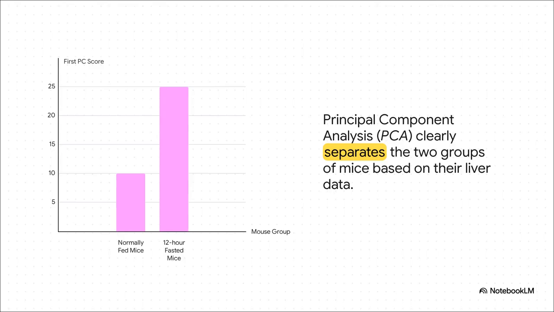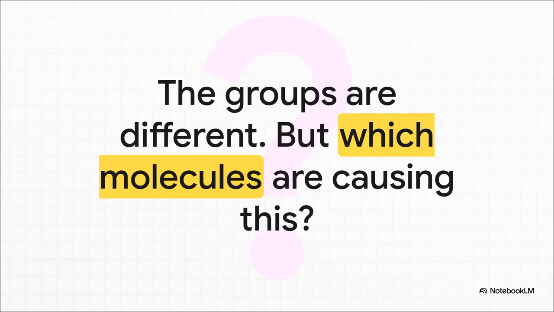And voila, just like that, the data points snap into two perfectly neat clusters. Over on the left, you've got all the normally fed mice, and on the right, all the fasted mice. So we've done it. We've proved a real, measurable difference exists between the two groups. Mystery solved, right? Well, not so fast. And this is where things get really interesting.